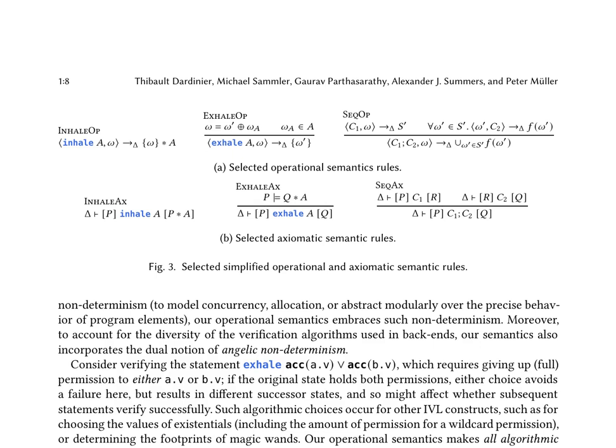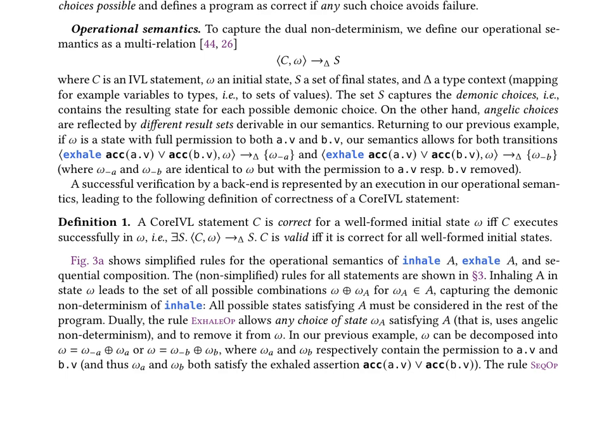The paper highlights the importance of capturing non-determinism, both demonic and angelic, in the operational semantics to account for the diversity of verification algorithms used in backends. The authors provide detailed examples and rules for the operational semantics, including inhale, exhale, and sequential composition, showcasing how their approach ensures the correctness of core IVL statements for well-formed initial states.